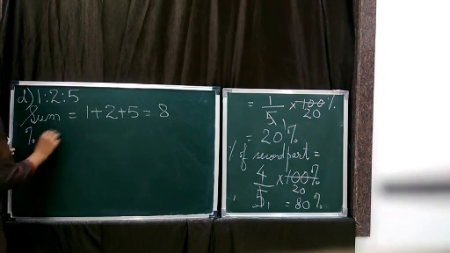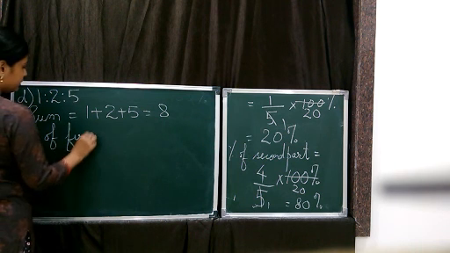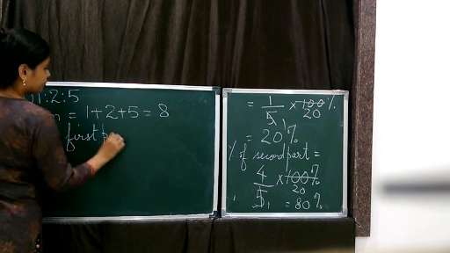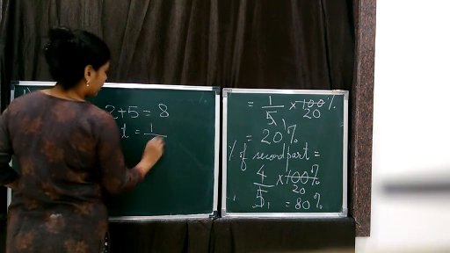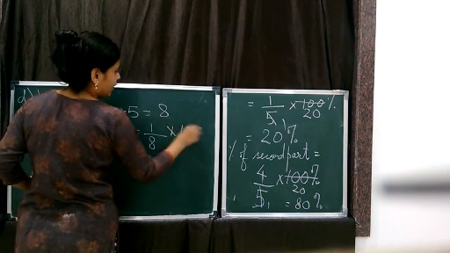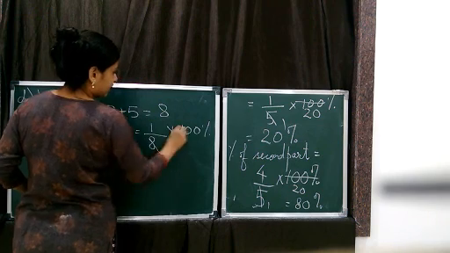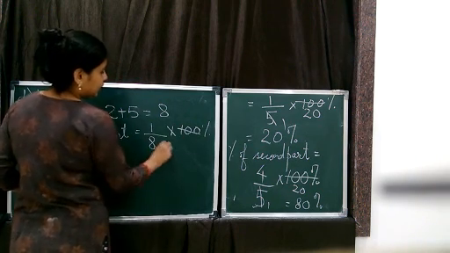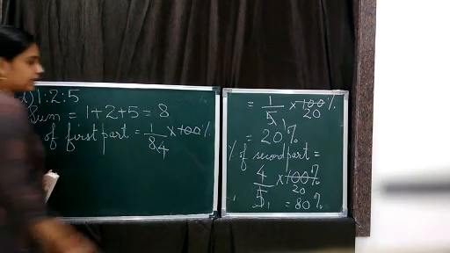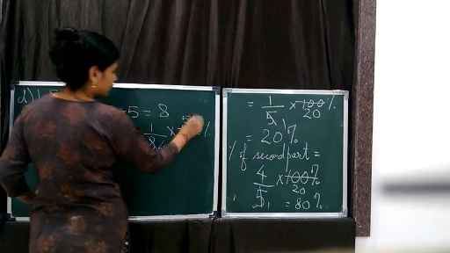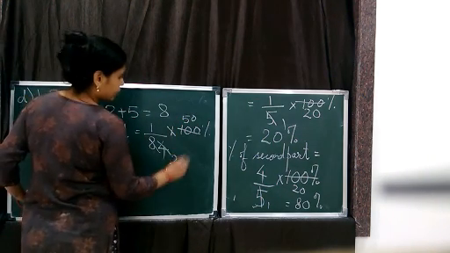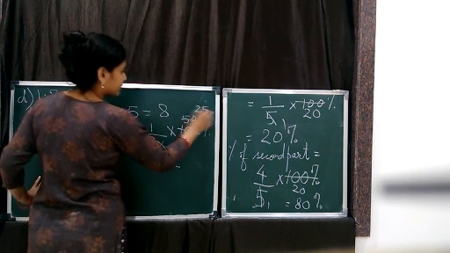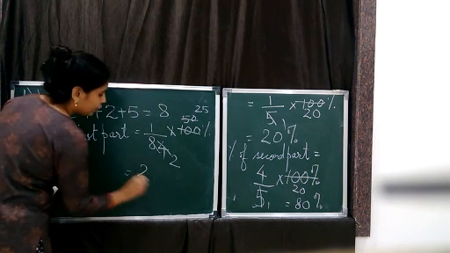Then percent of first part. First part means first number or the first ratio, you can say. 1 upon 8 into 100. Now 8 and 100 will get cancelled. 2 4s are 8. 2 50s are 100. Then 2 2s are 4. 2 25s are 100. So it is what?